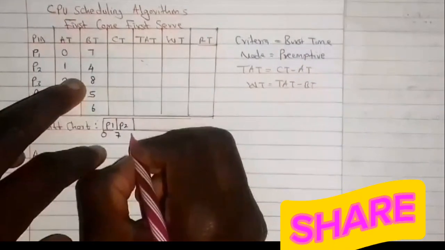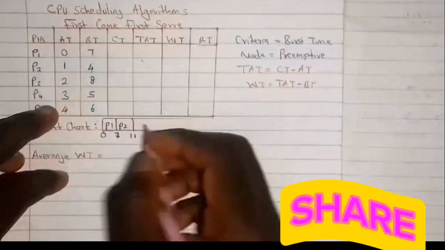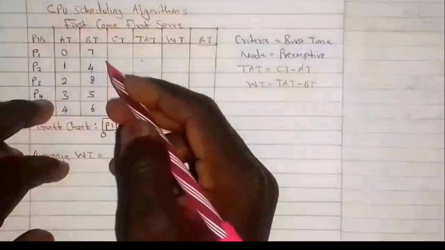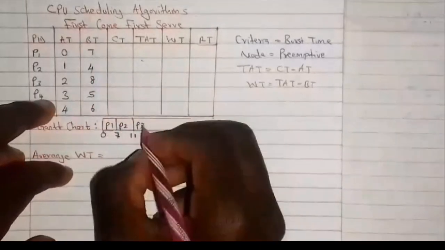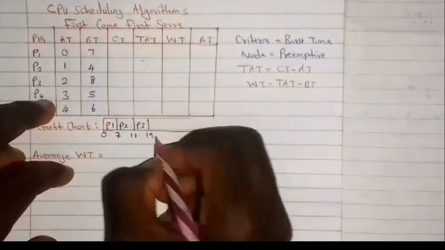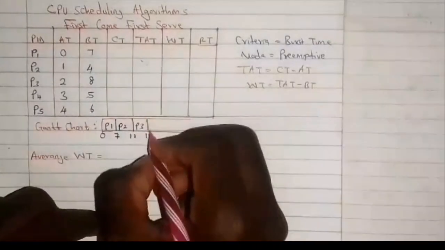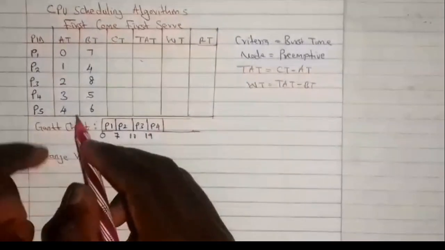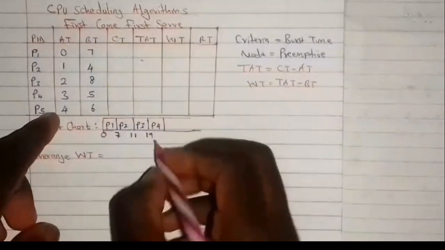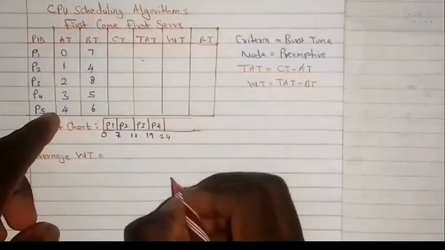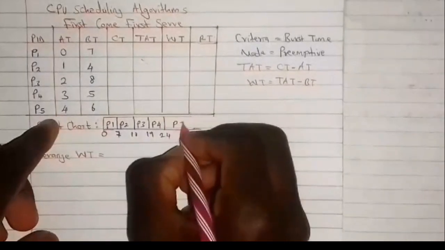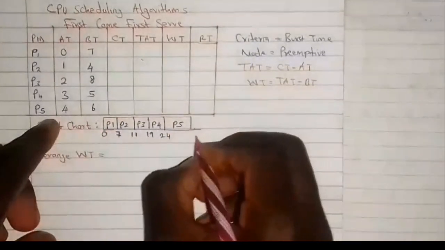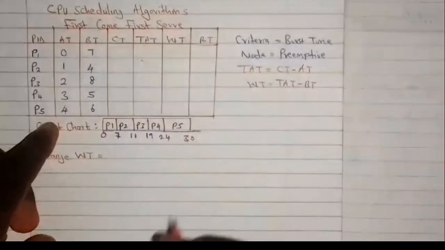4 plus 7, we have 11. And then we have P3. P3 has a burst time of 8. 8 plus 11 is equal to 19. Now, at 19, we allocate P4. P4 has a burst time of 5. 19 plus 5, you get 24. And then finally, we have P5. P5 has a burst time of 6. 24 plus 6, you get 30. Now that is the Gantt chart.